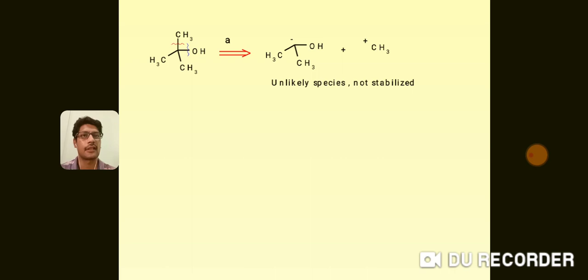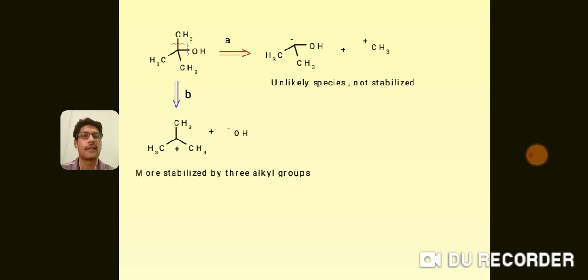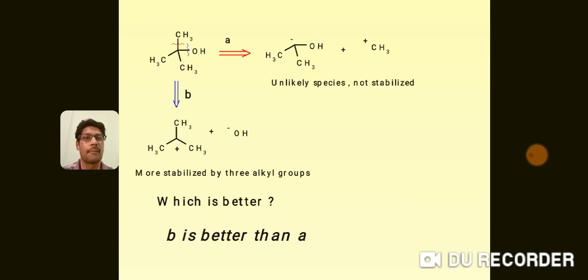And this is the other way to break, to go retro. That is the second way, in which the carbocation is tertiary, which is more stable, and there is a hydroxyl anion, more stabilized. We know that this is stabilized because it is a tertiary carbocation. So which is better? B is better than A, because the synthons are stabilized and we have good synthetic equivalents, which are present in the laboratory easily.